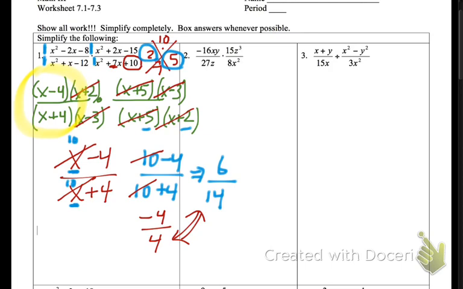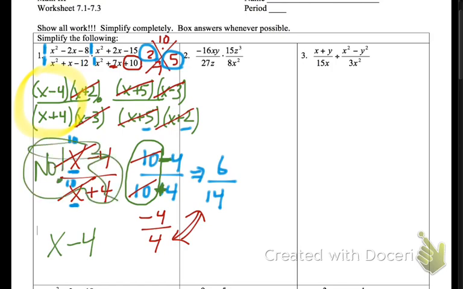The wrong maneuver we did was to try to divide these when they're not factors. They're parts of sums and differences. So since they're not factors, you can't divide them out. They're not being multiplied to negative 4 and plus 4. They're being added and subtracted to those. So our final answer is x minus 4. No, don't do this. Our final answer is x minus 4 over x plus 4.